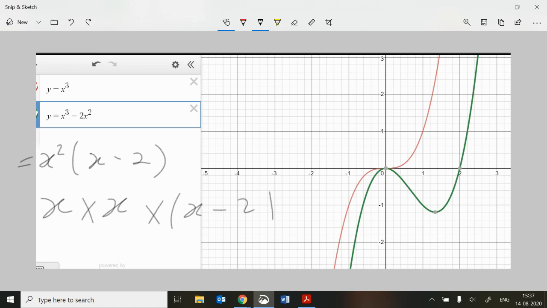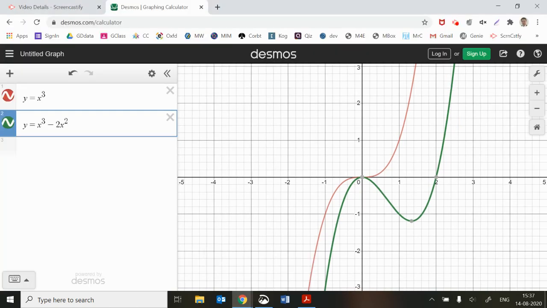Okay. So again, if we look back at Desmos, what I forgot to say about y is equal to x cubed is that this one has a point of inflection and not too extremer.